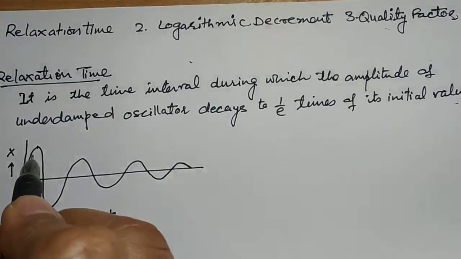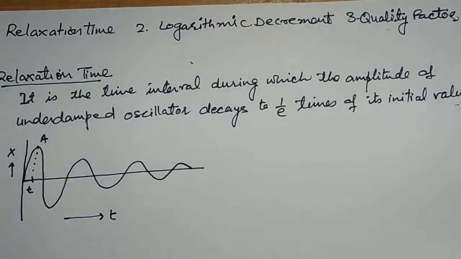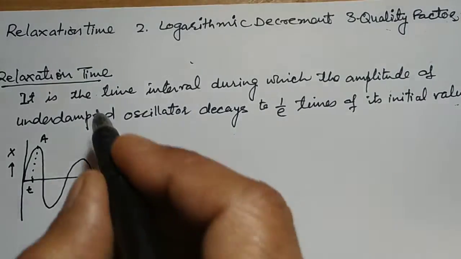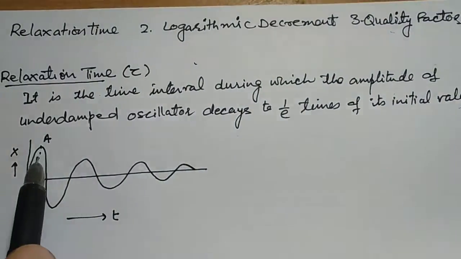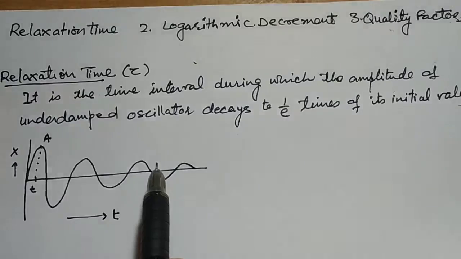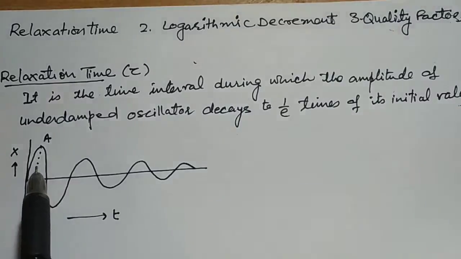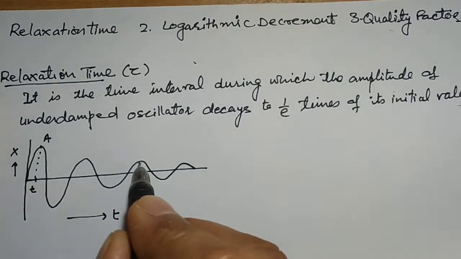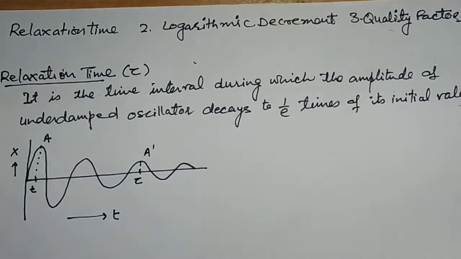the amplitude of the underdamped oscillator is, let us say, A, and after certain time, which we denote as tau, the amplitude decays to 1 over e times of the initial value. So let us say after time tau, this is the amplitude A prime, which decays to 1 over e times.